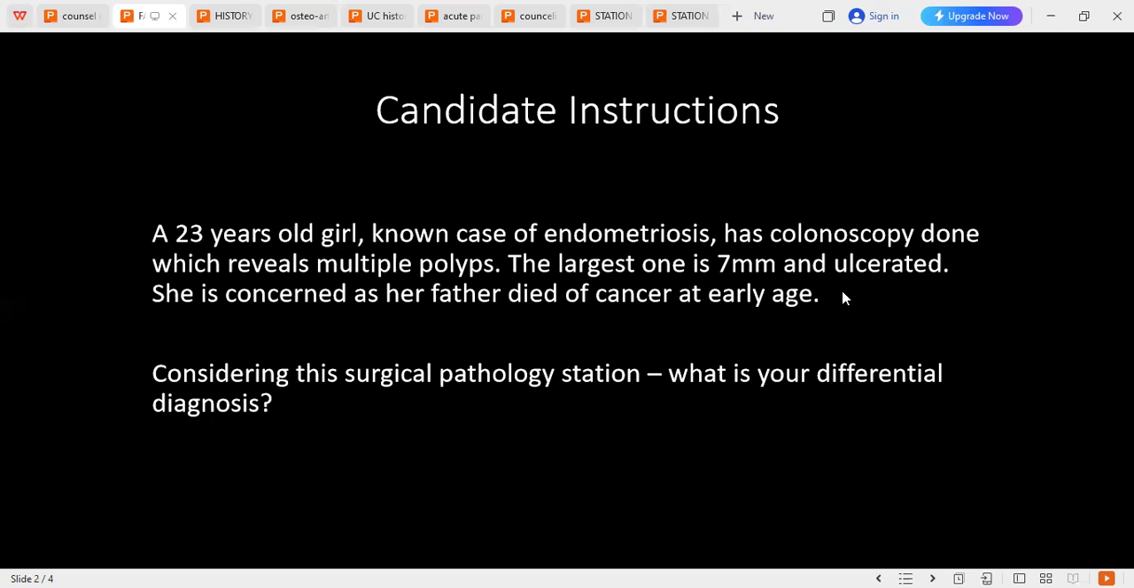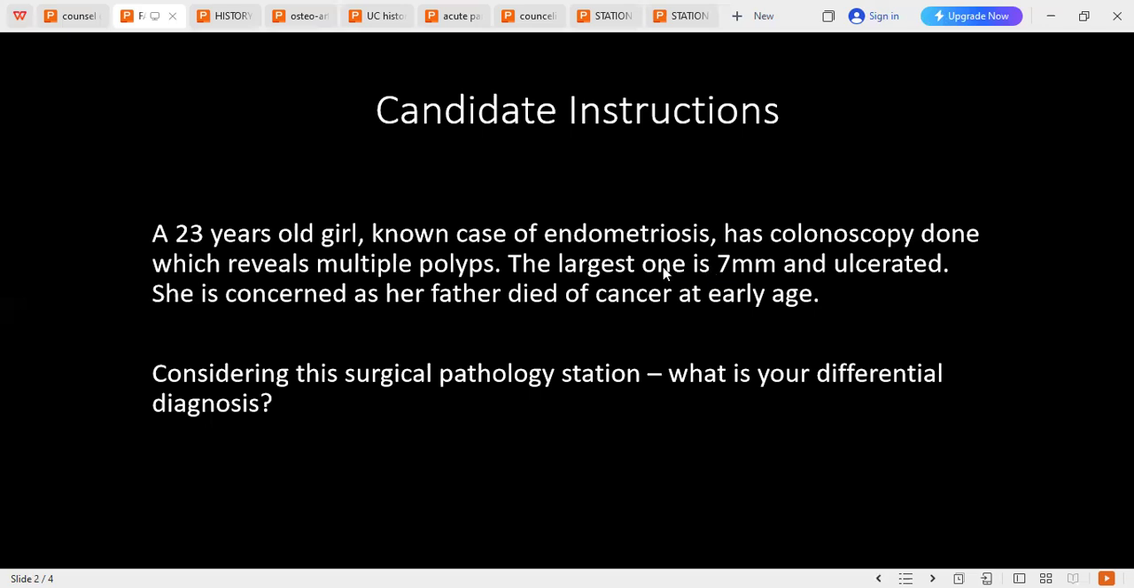This condition is also accompanied with endometriosis. Can you tell me what might be the underlying cause that this patient has endometriosis along with familial polyposis? There may be extraintestinal manifestations of FAP, and there is also a genetic cause.